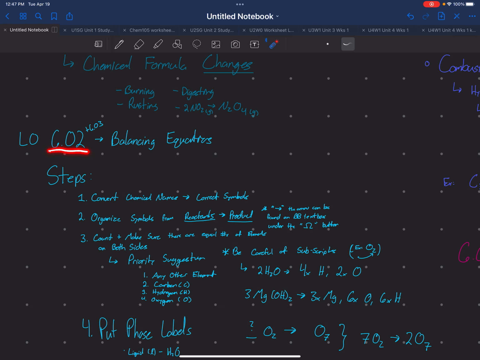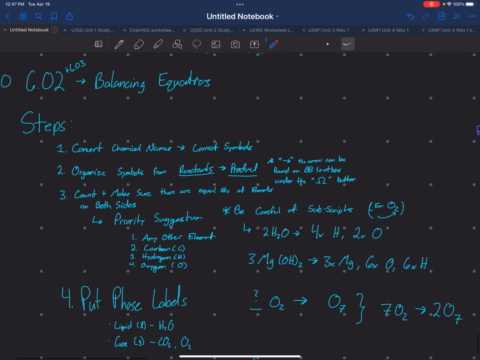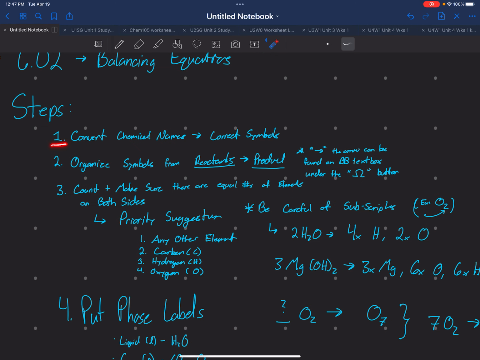Now we're gonna do 6.02 and 6.03, which is just balancing equations. I kind of wrote the steps that I usually do when I get to this point. It's just what I do. I don't know if it's gonna be right or not, but I did pass the test, so hopefully it works out. So first, we want to convert the chemical names to the correct symbols, right?